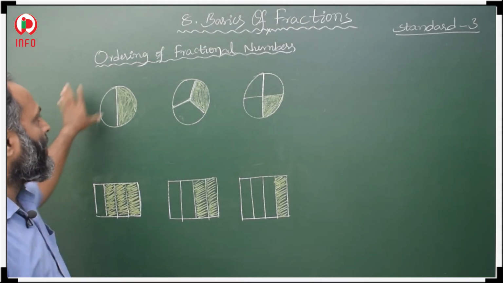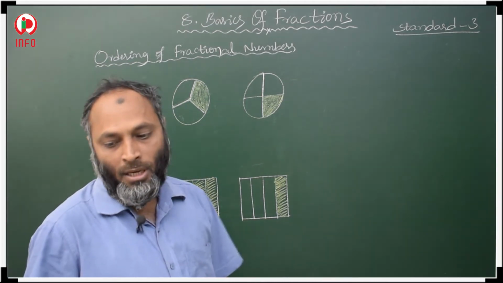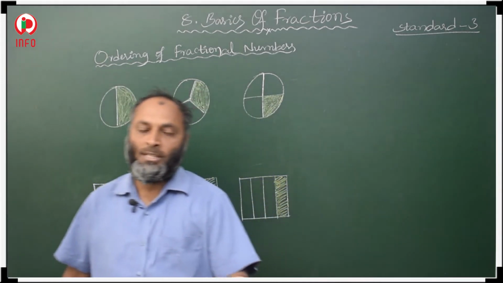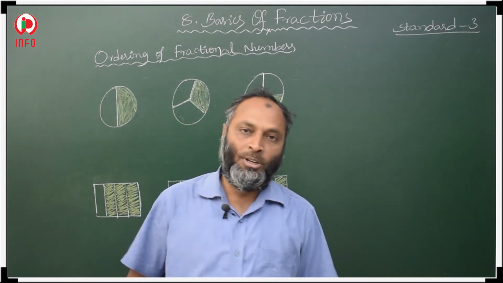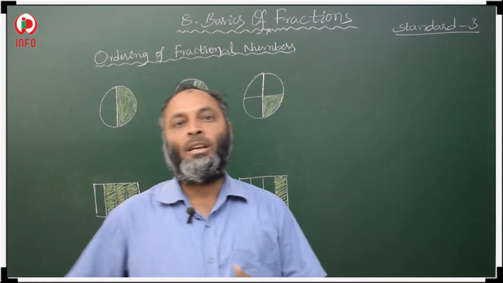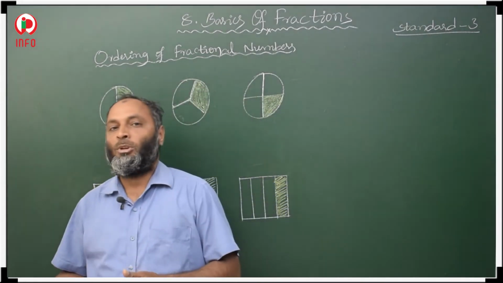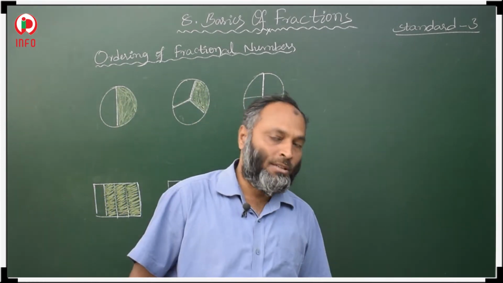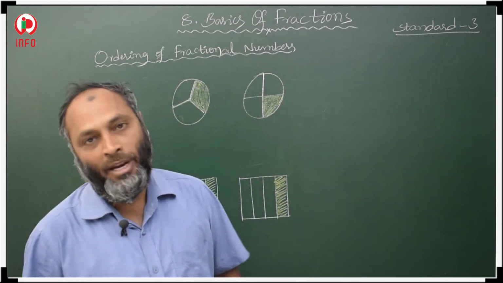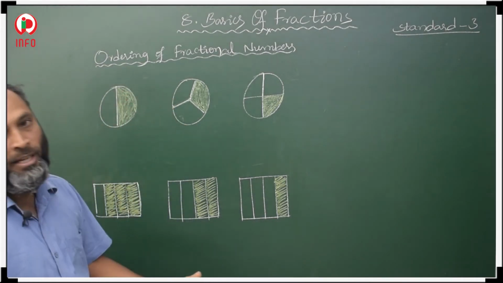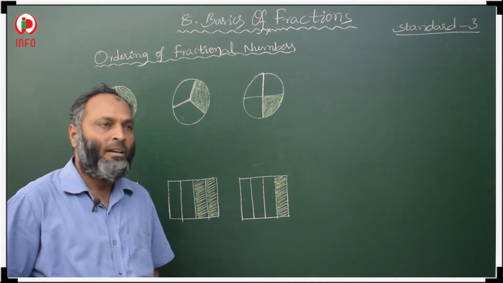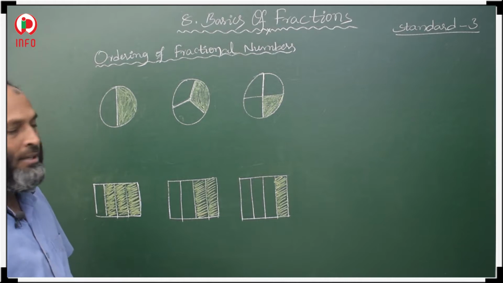The next concept, ordering of fractional inputs. Ordering means we have to say which one is a bigger fraction and which one is a smaller fraction. So ordering means we have to compare, smaller and bigger, greater and smaller. So this is nothing but ordering. Ascending order, descending order, all this comes under ordering. So, here, ordering of the fractional inputs.